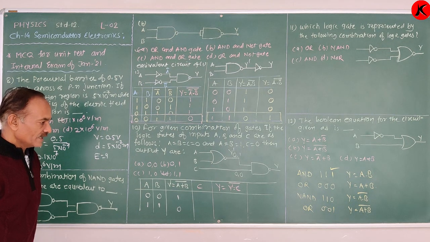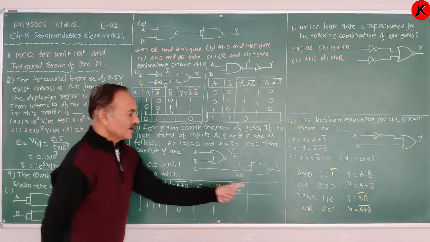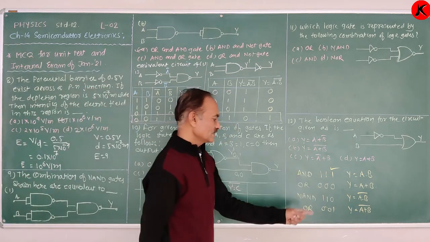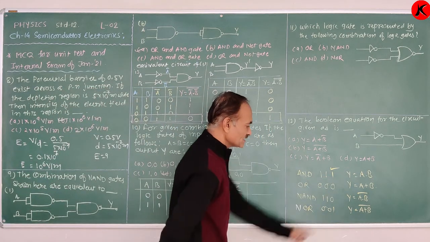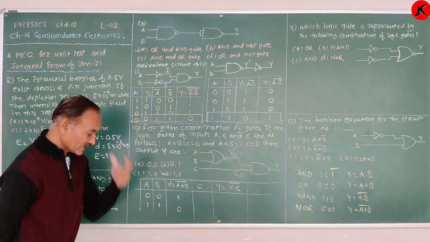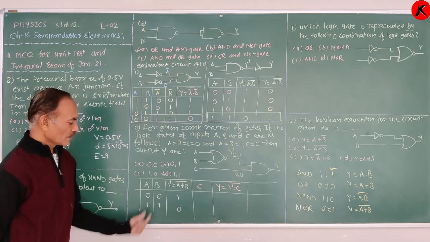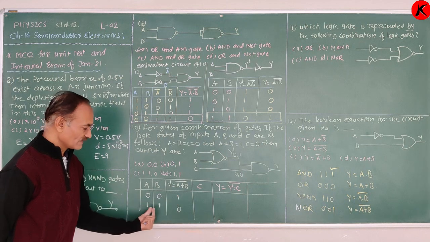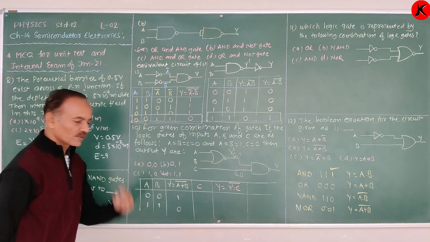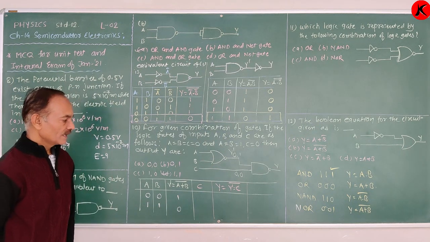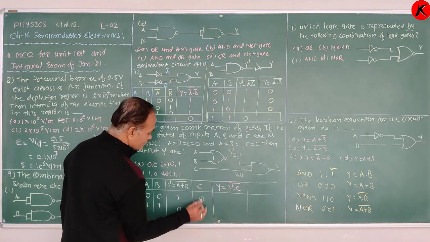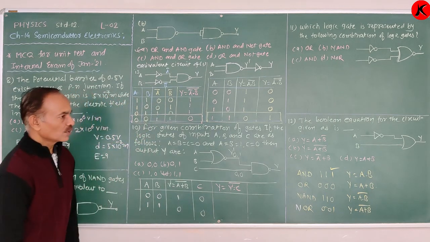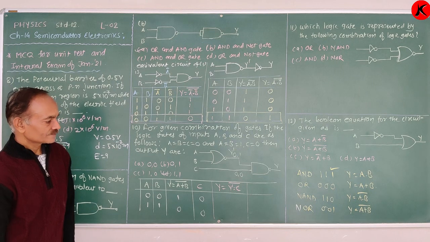Now listen, here there is the lower gate is given. Lower gate has the characteristic: output is 1 if both inputs are 0. Both inputs are 0, output is 1. Both inputs are 1, output is 0. Now C is also 0, 0.